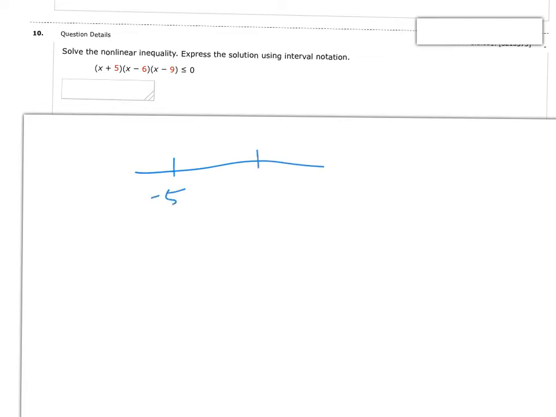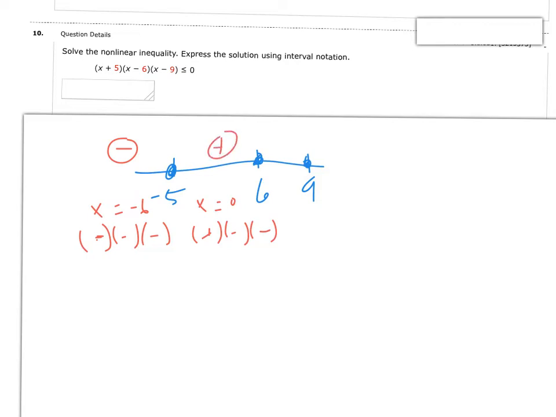So I got negative 5, I got positive 6, I got positive 9. I know that these are all closed dots here because there's a line and it's the or equals to. So now I'm going to test out something like x equals negative 6 here. So it's going to come out negative in the first one, negative in the second one, and negative in the third one. And I know 3 negatives multiply to give me a negative. I'm going to try x equals 0 in the middle. So that'll be positive, negative, negative. So that's going to be positive in here.